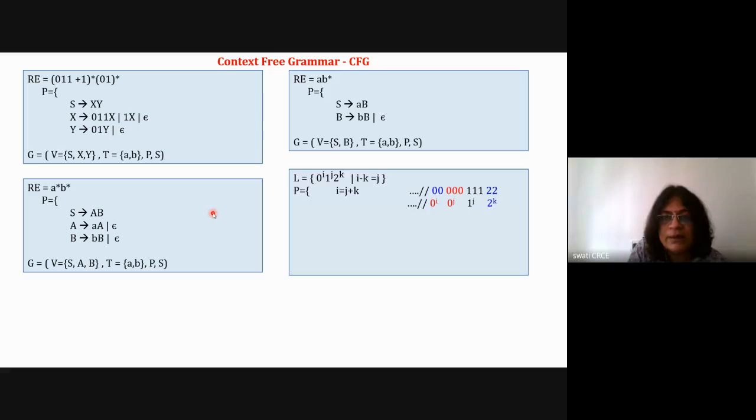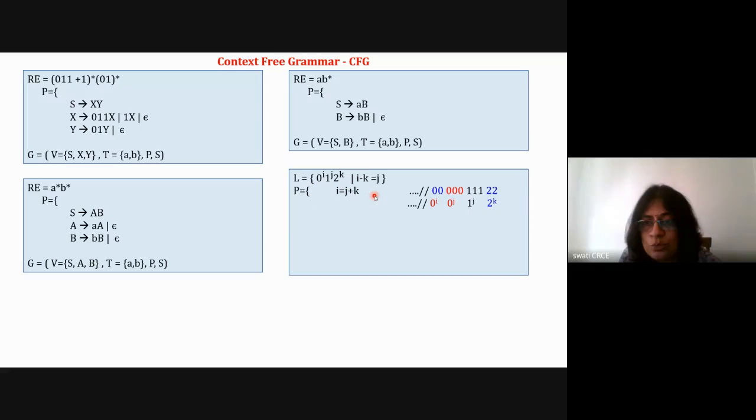Okay, then again, here again it is in the format of I and J: I minus K is equal to J. The relation is I minus K is equal to J. That means the number of ones is equal to the number of zeros minus the number of twos.